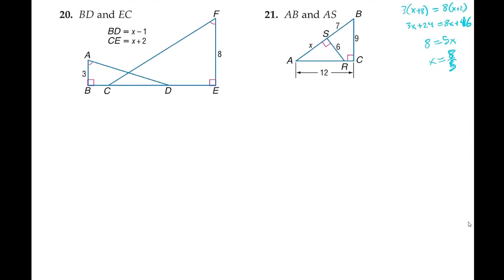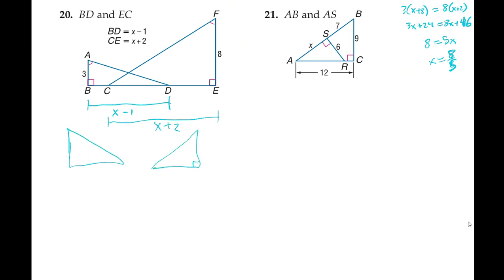These problems are a little more interesting. So we got, these are similar by AA. It gives us this whole length is x minus 1, and it gives us from C to E is x plus 2, and now it's saying find B, D, and C. Oh, so there's nothing. They just have the triangles overlap for no reason.